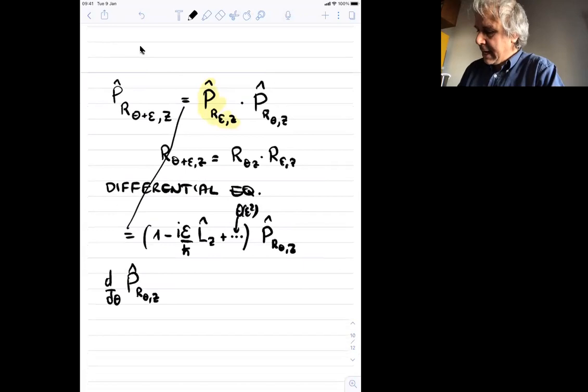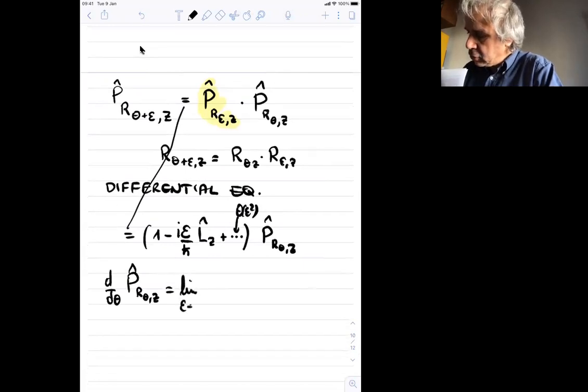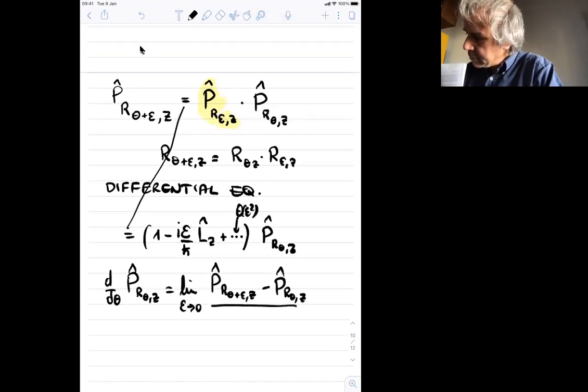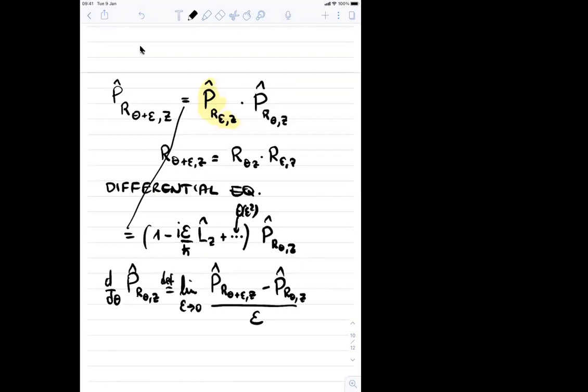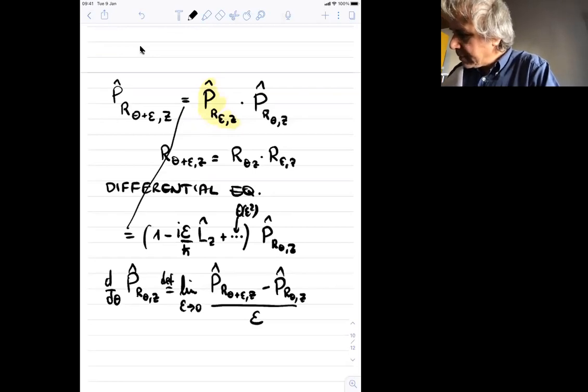Now I calculate the derivative with respect to the parameter theta of this P of R theta around z. How do I do it? I do it as a limit, epsilon going to 0, of P of R theta plus epsilon minus P of R theta, divided by epsilon. Is it clear? This is the definition of the derivative of this operator with respect to theta. I just take the rotation plus a small epsilon, I subtract the rotation and I divide by epsilon. It is the definition of derivative by limit of the incremental ratio. Is it clear to everybody? Yes. Good. Now, if you take this expression here, you see, I have P of R theta plus epsilon, which is this.